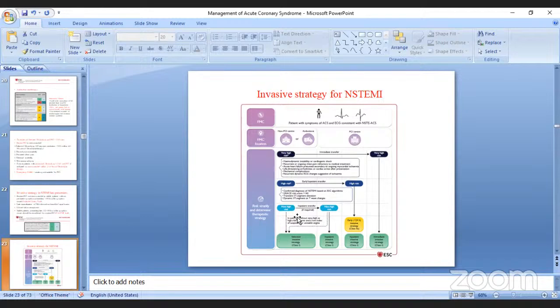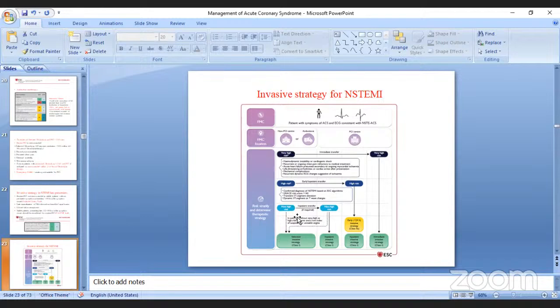If these patients are initially in a non-PCI center or on the ambulance, they should be immediately transferred to a PCI center, and immediate invasive strategy is recommended in these patients if they belong to the high-risk category. In case of high-risk category, you're talking about patients with a confirmed diagnosis of NSTEMI based on ESC algorithms, transient ST segment elevation, or dynamic ST segment or T-wave changes.